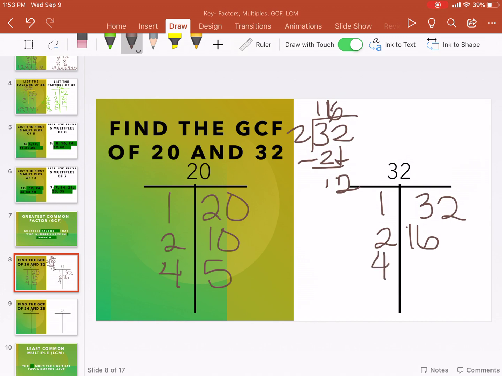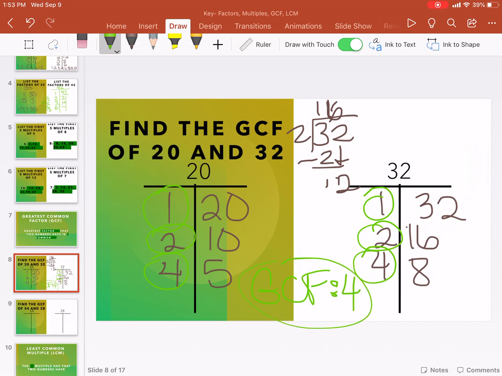Ooh, okay. So 4 times 5 was 20. 4 times 6 was 24. 4 times 7 is 28. 4 times 8 is 32. 5 doesn't work. So I always circle the ones you have in common. So 1, 2, 4. And that's it. So the GCF, the greatest one, is 4. So remember that it can be on either side. The greatest one is 4.